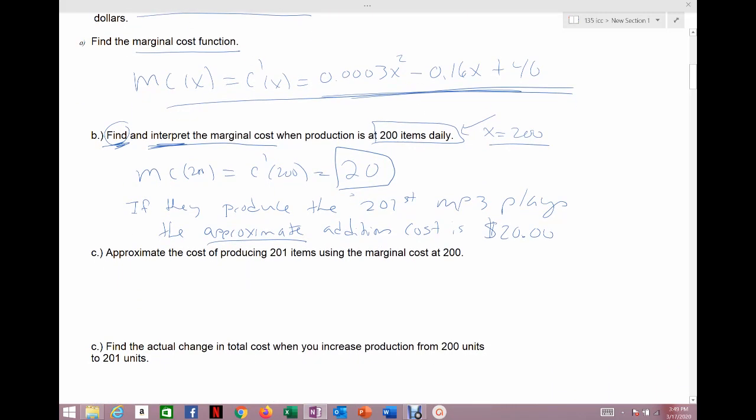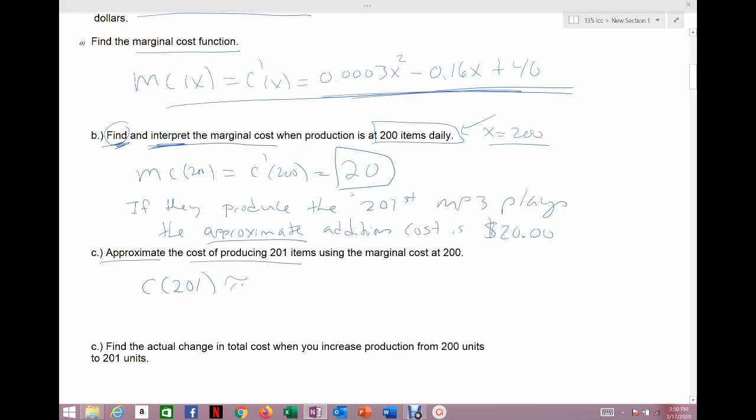All right. Well, now we're going to approximate the cost to produce that. So this is how much more it'll cost them. And so this is using the other version of the formula. I want to know how much it costs to produce 201. All right. And instead of going, I know we could, and we will in a little bit, go back and plug it into the original equation, we're going to use the marginal function to do this.